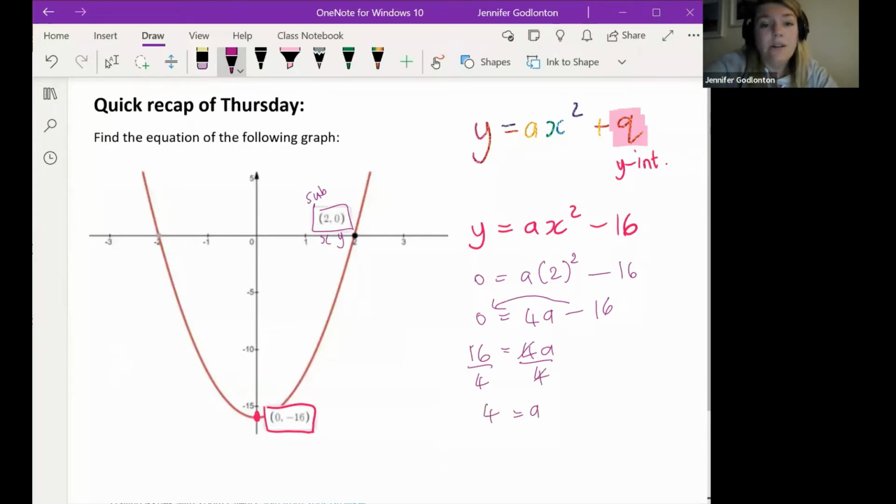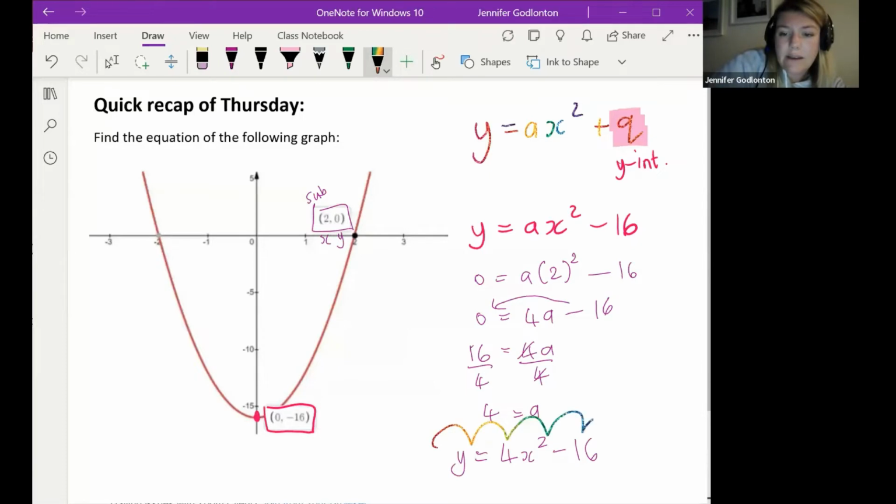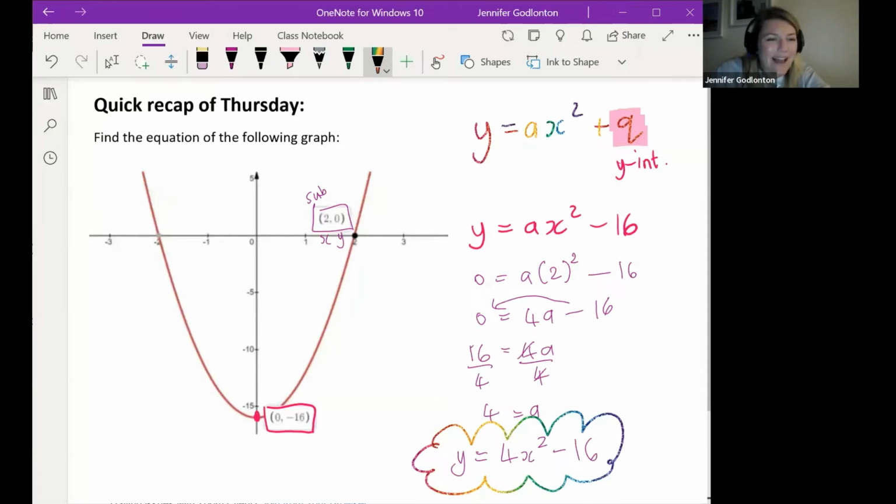And we already knew that a was going to be positive because we had a happy graph. And so we land up with y is equal to 4x squared minus 16. And that is exactly what our answer should look like. Now, I saw a few of those coming in the chat, which is great. I'm glad it's coming together now, guys. It just takes time and practice. Nice job.